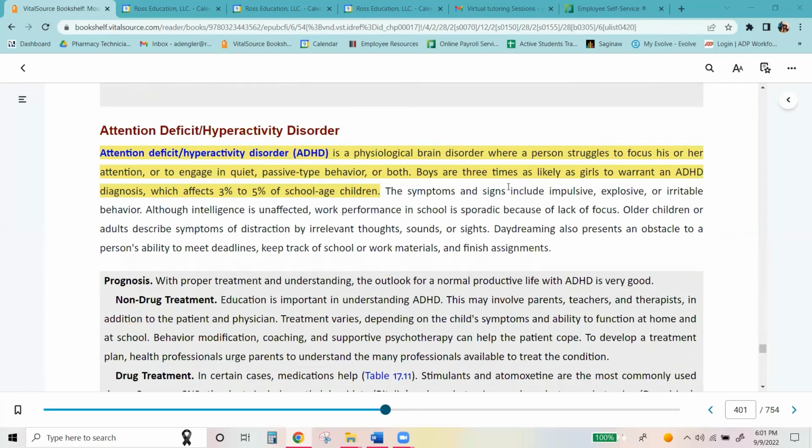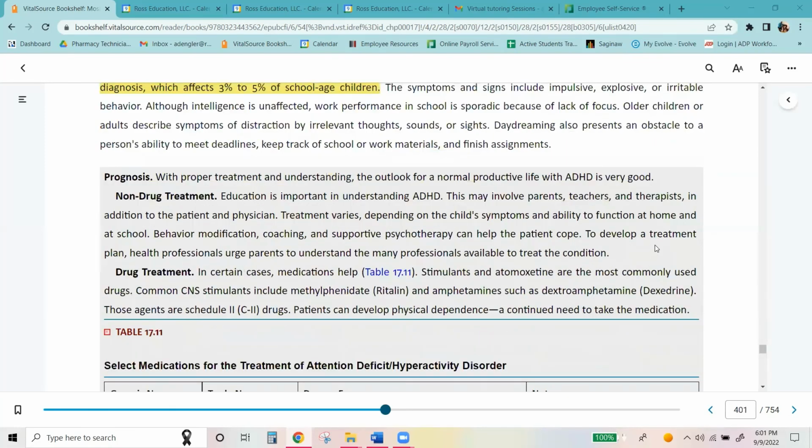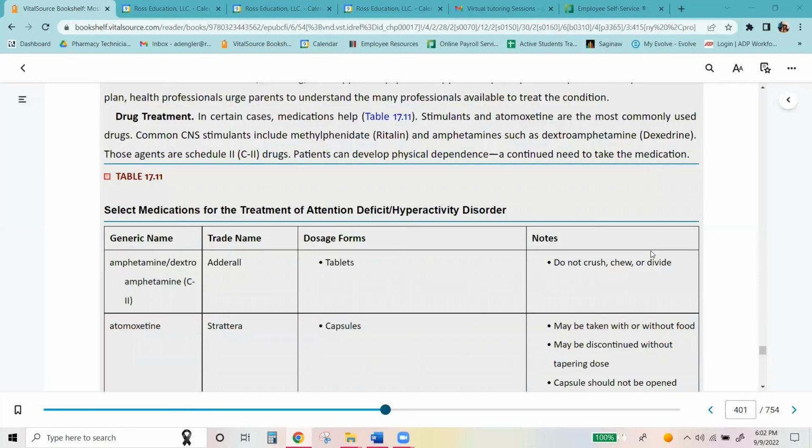ADHD is a physiological brain disorder where a person struggles to focus his or her attention or to engage in quiet, passive type behavior, or both. Boys are 3 times as likely as girls to warrant an ADHD diagnosis, which affects 3 to 5% of school-age children. Signs and symptoms can be impulsive, explosive, or irritable behavior. And here are select medications in Table 17-11 for the treatment of ADHD.